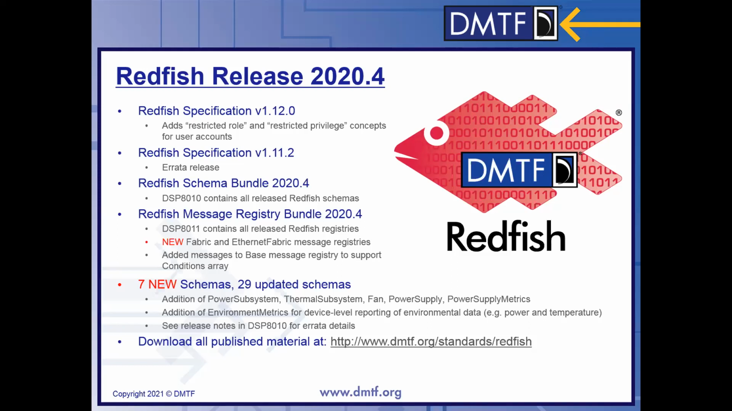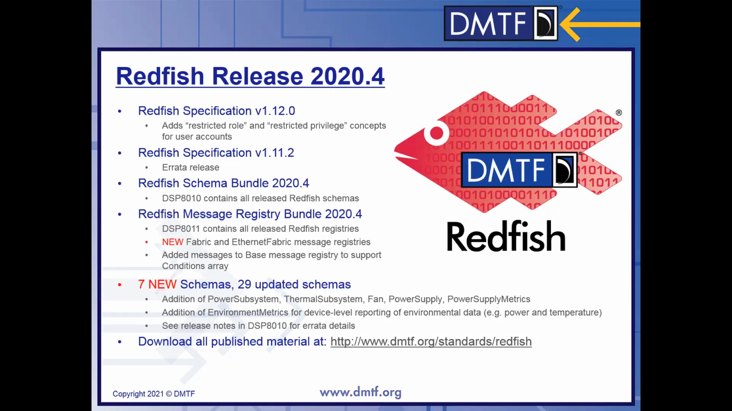And then lastly, in this release cycle, we also updated the message registry bundle. And again, this is a zip file that contains all of the published message registries that are used by the Redfish specification and by implementations. So there were some additions to the base message registry for supporting new functionality that was added in the schemas. And in addition, there were 2 new registries, one for fabric and then a more specific registry for Ethernet fabric messages. Those were both released as their first version 1.0.